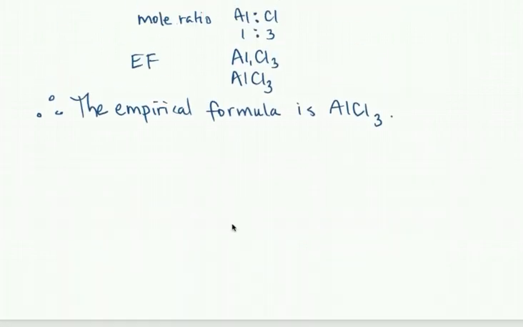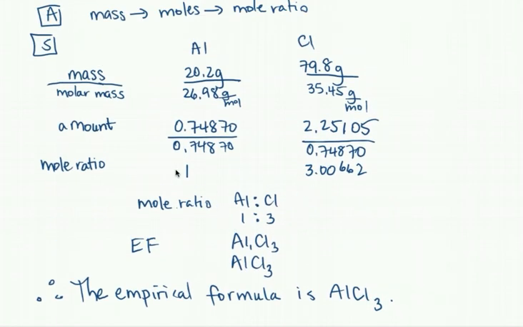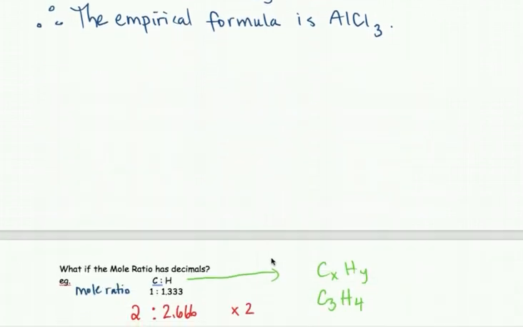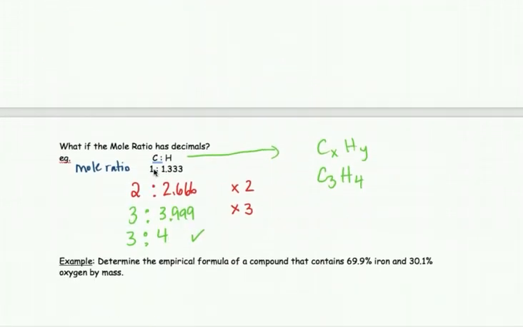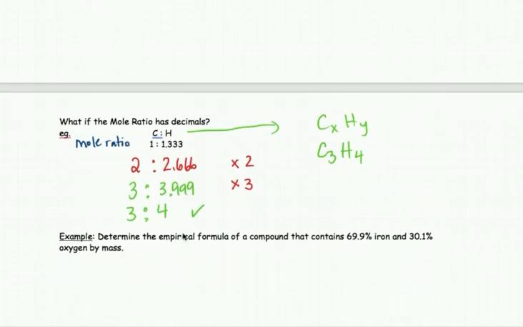Sometimes it comes out really nice, like in these examples where it's 1 to 3. Oh, perfect, that's easy. So a 1 to 3 ratio. But if you end up getting a ratio that's not close to a whole number, then you need to multiply up the ratios until it comes out to a nice whole number. All right, so keep that in mind as we go through.